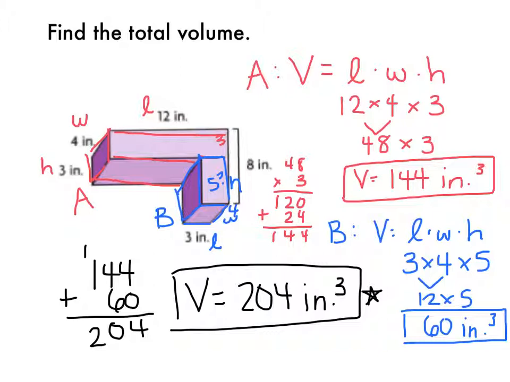As you can see, it's a little more complicated to find the volume of multiple rectangular prisms, but it's not impossible, and you can do it by breaking it down and really thinking about each shape itself.